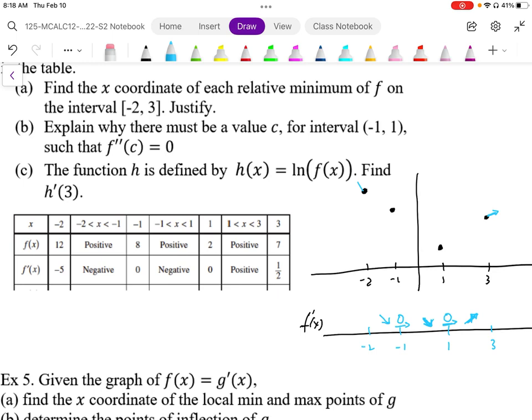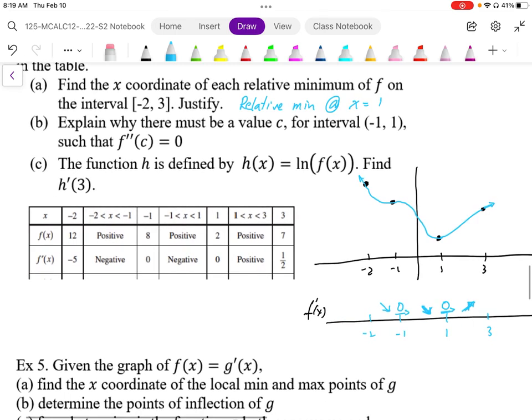From this, I can justify that there must be a relative minimum from the graph at x equals 1, where y equals 2. If I sketch my graph in, it goes through here, slides, comes down, it's a min, and then keeps on going up through there. So there's my graph, and I have a justification based on my slope chart and also my graph.